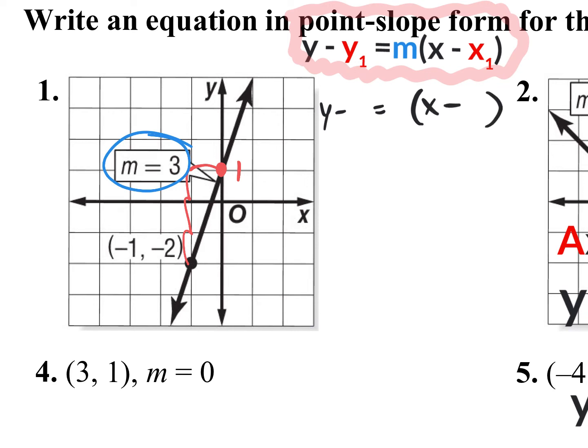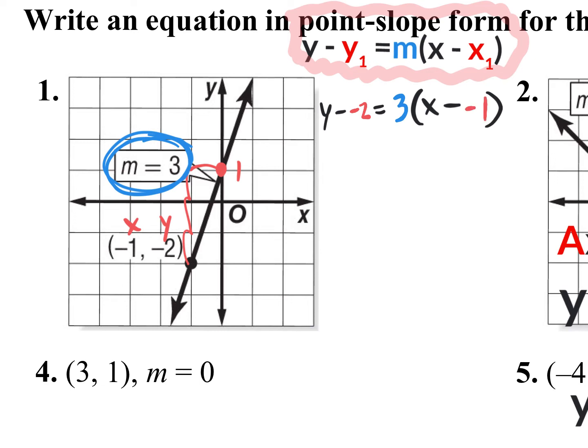So write it like that with blank spots, and then plug in your x1, y1 from the point that they give you. What point do they give you? On number 1? The -1 and the -2. So what is my y1 value that I'm plugging in into here? So everybody write down -2. How about my m value? What's my m value? 3. We already know it's 3, so plug that 3 right here. And how about my x1 value?